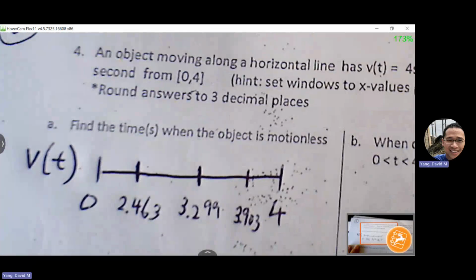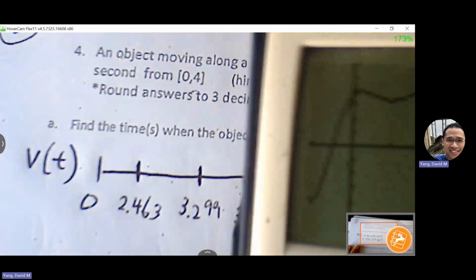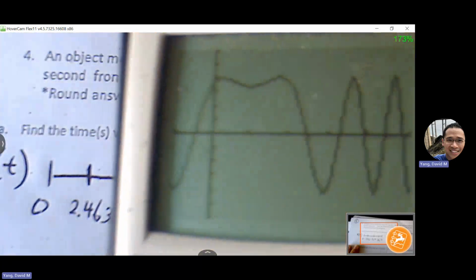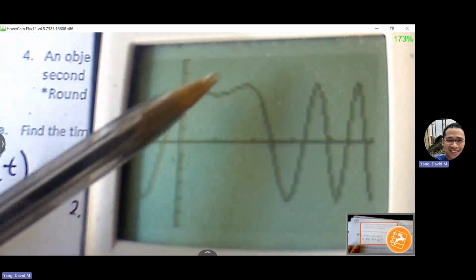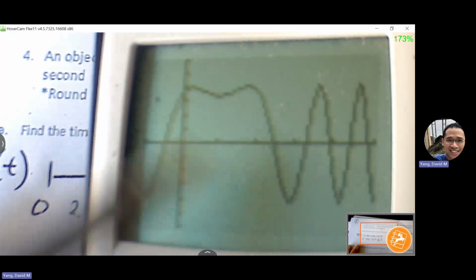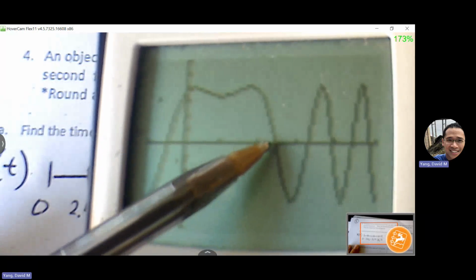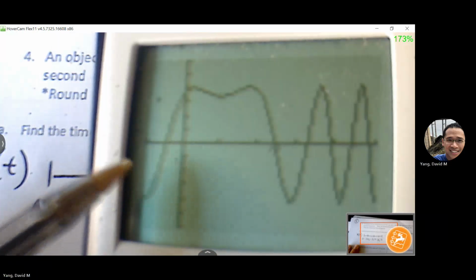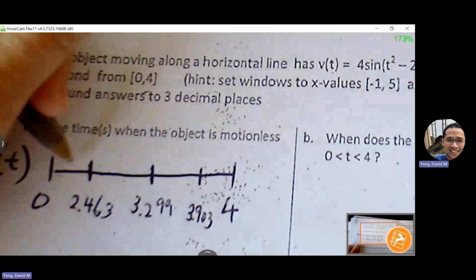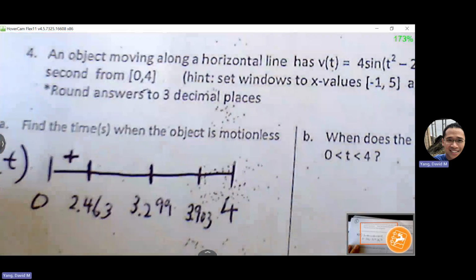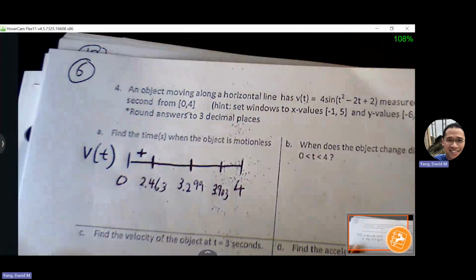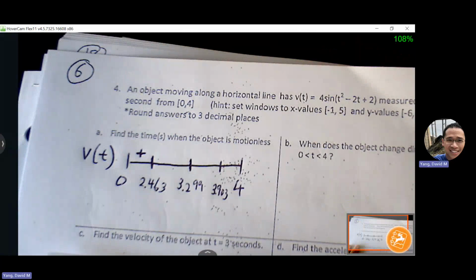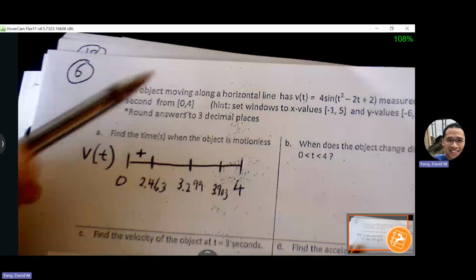Okay, we're going to create our velocity sign line here. We just want to indicate if it's positive or negative velocity. Anything above the x-axis indicates positive velocity. Anything below is negative velocity. So up to the 2.463, where's the graph? Above or below? Above. So we're just going to indicate that it's a positive velocity. Just for future purposes, it's nice to fill out our sign line as much as possible so that we can just have this data in front of us.